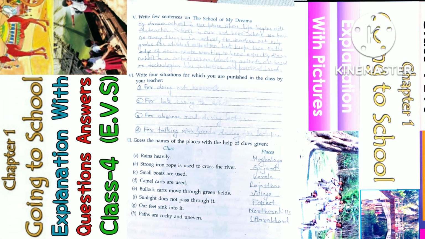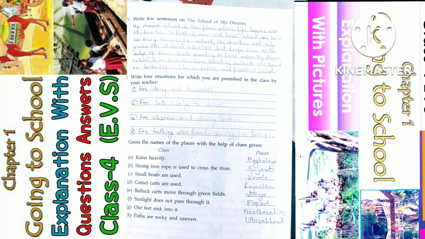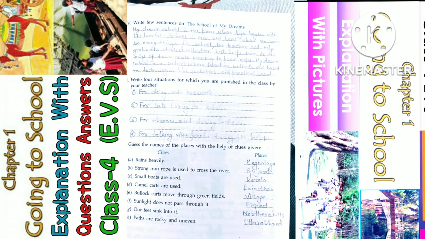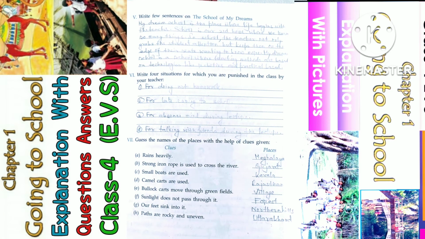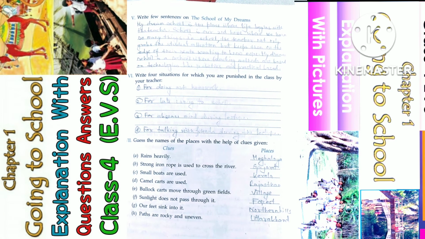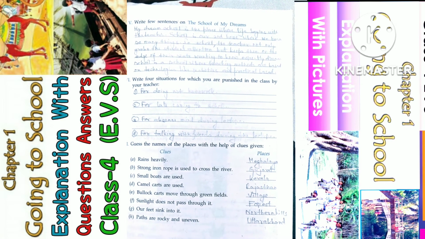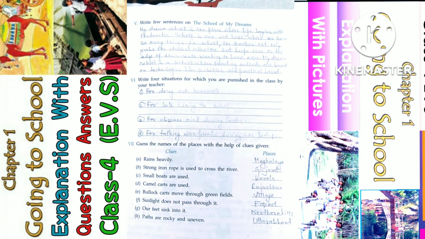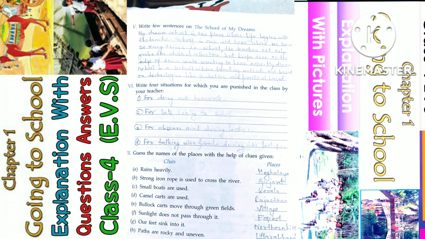Next, write few sentences on the school of my dreams. यहाँ पे कुछ few sentences मतलब कुछ पैराग्राफ यहाँ पे दिया है. पैराग्राफ लिखना पड़ेगा on the school of my dreams. School of my dreams or my ideal school or my school, my home school. The paragraph should be near about same. Okay. So follow this student.